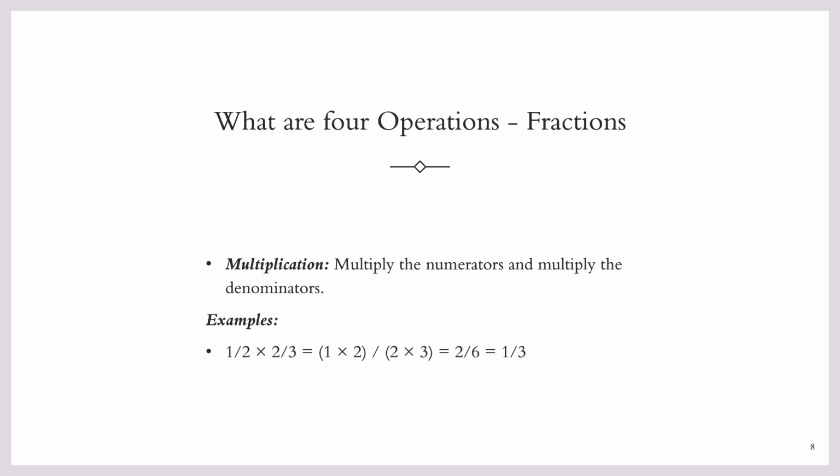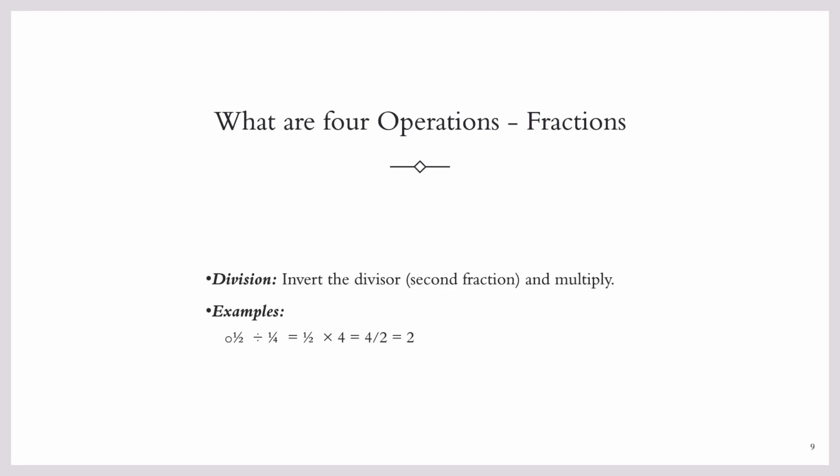That is an example. And next we have division. Division is done basically through multiplication. The way we do it is we change the divisor, that is the second fraction in our division, and we do this by inverting it. We make the denominator the numerator and the numerator the denominator. Let's look at this example.